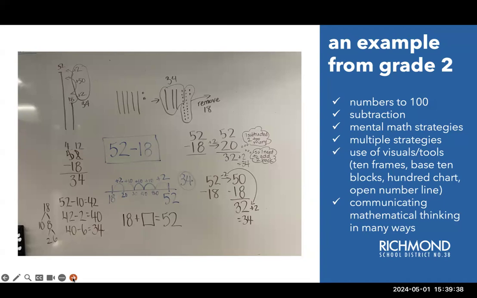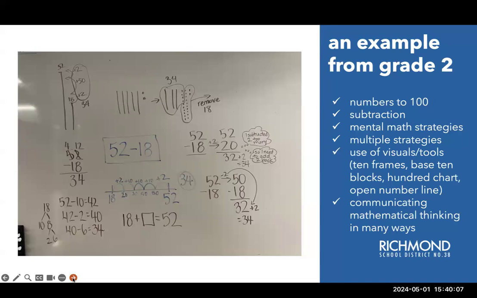And then you see a list of competencies that I might be looking for and assessing. Is a student able to use mental math strategies, multiple strategies, use of visuals and tools such as 10 frames, base 10 blocks, 100 chart, and open number line? And are they able to communicate their mathematical thinking in many ways? When you're doing a number talk on the carpet, are students able to explain how they got to their solution in more than one way? And what sort of math vocabulary and language do they use?